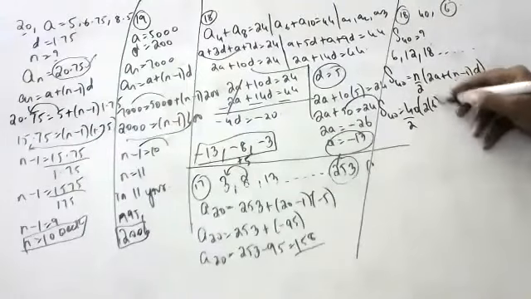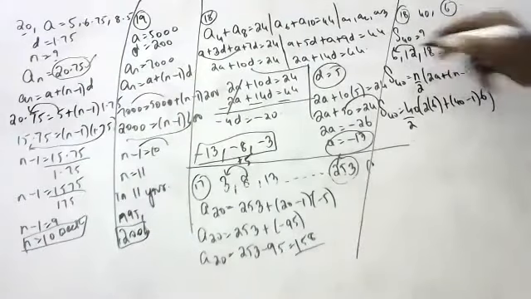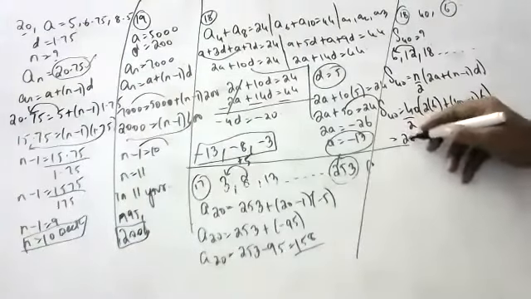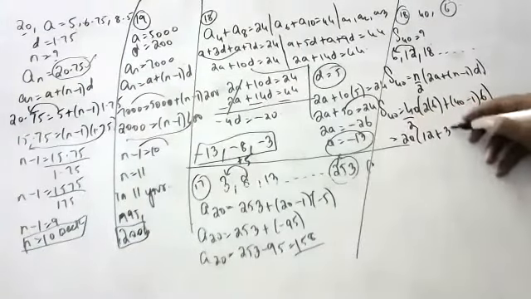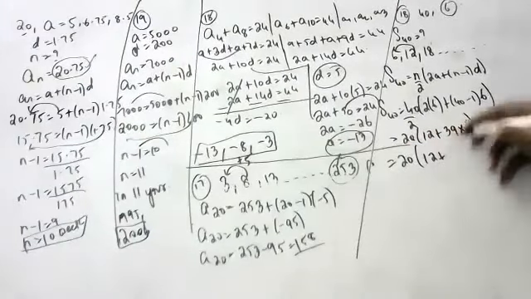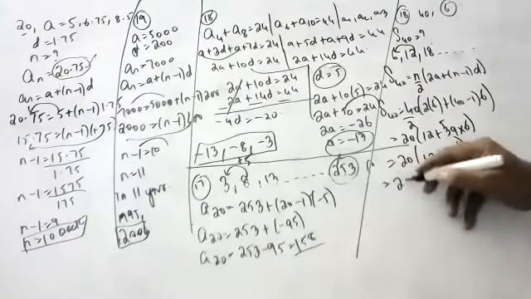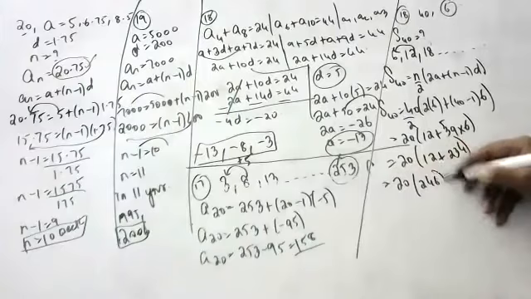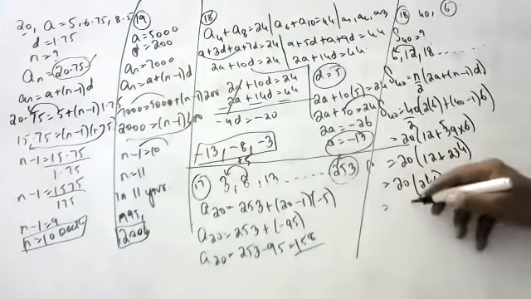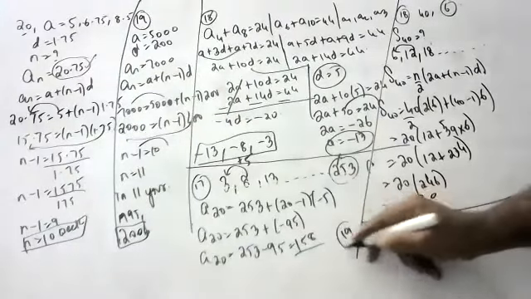40 by 2 into 12 plus 39 into 6. So 20 into 12 plus 39 into 6. 6 times 9 are 54, 6 times 3 are 18, so 234. So 20 into 246, which is 4920. Okay, children, 4920. 19th question.